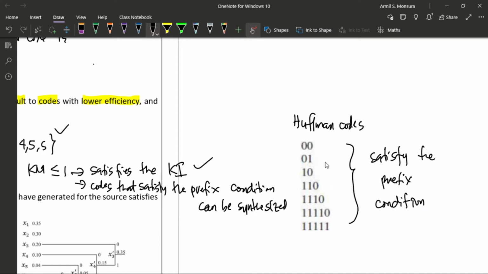We cannot see any shorter codes being the start of the code words of longer codes. For example, 00, you will not see as the beginning of these longer code words. Same thing with 01, you would not be able to see 01 here, here, here, or here. You would not see these starting with 01. So we verify that these Huffman codes satisfy the prefix condition.